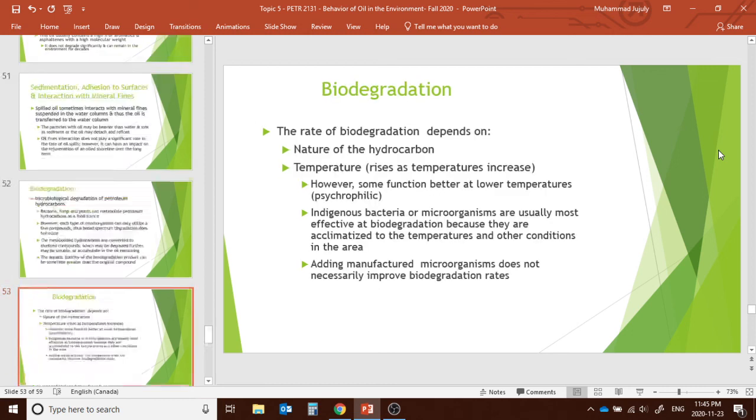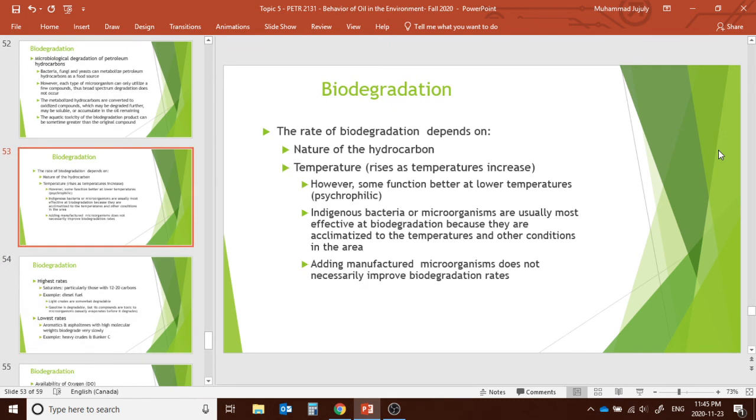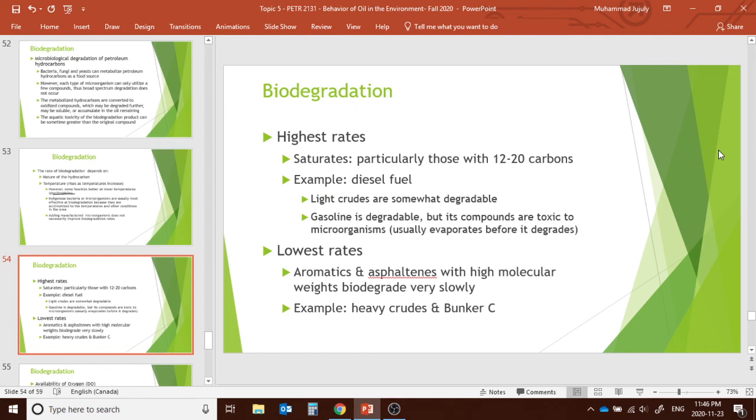Okay, so this is great. Now, the rate of biodegradation depends on the nature of the hydrocarbons and the temperature. As the temperature increases, the biodegradation rate will increase, because biodegradation works like a catalyst. However, some fungi do better at lower temperatures, for instance the psychrophilic type. So these are the factors of biodegradation.